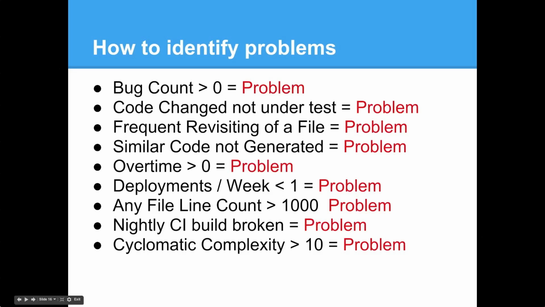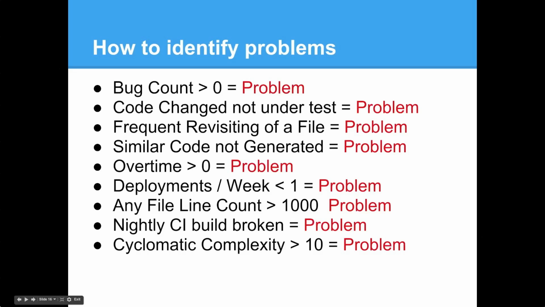Overtime is greater than 0 is a problem. Deployments per week is less than 1. That's a problem. If you cannot deploy within a week or are not interested in deploying within a week, then you're missing out on great information that you can get from your users.